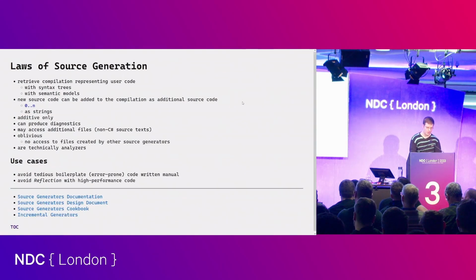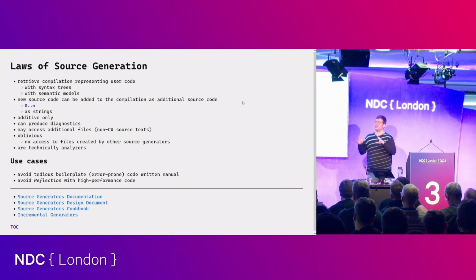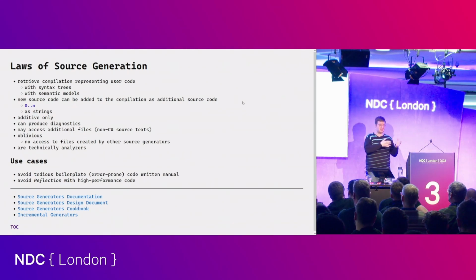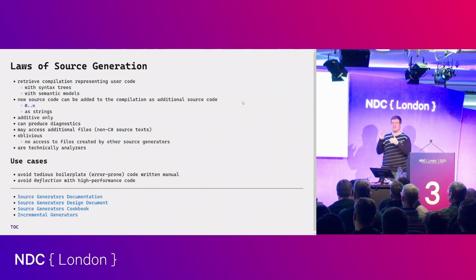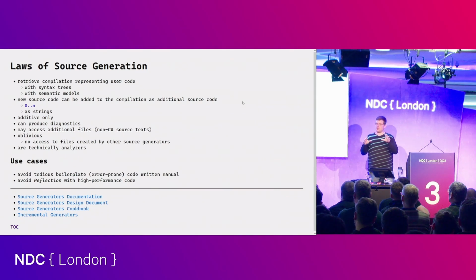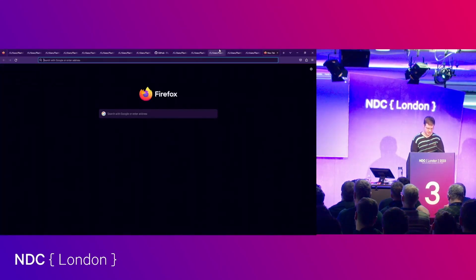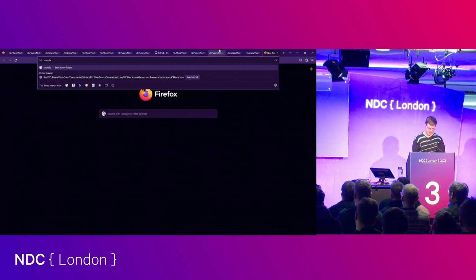Now, what are the laws of source generation? The input of a source generation is actually the code that the user has written in this very project. So all the C# files or the Visual Basic files in this compilation, so in the csproj, are an input to the source generator. The source generator gets this as the so-called syntax tree. What's a syntax tree? We can check that out via the site sharplab.io.